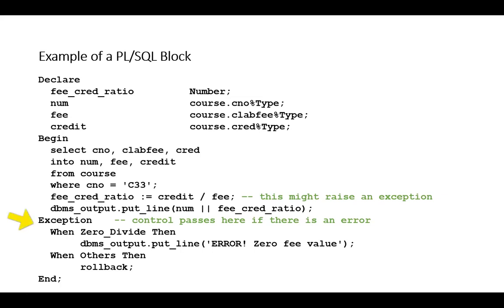Within the exception block, the system kicks in and says, what's the problem? Is it zero divide? If it is, it executes the DBMS output put line and terminates. Nothing else is done. But if the triggering problem was not zero divide, it falls to the next when. And this is how it goes through the list of exceptions sequentially. So if it's not zero divide, was it anything else? That's what others refers to. And of course, that will be true.